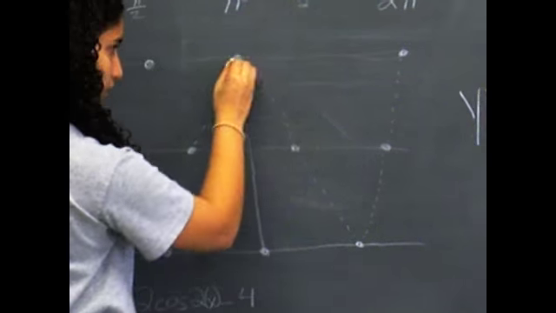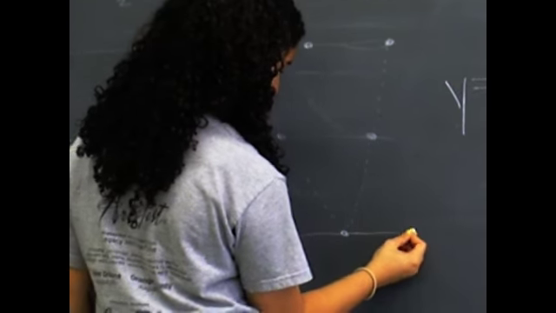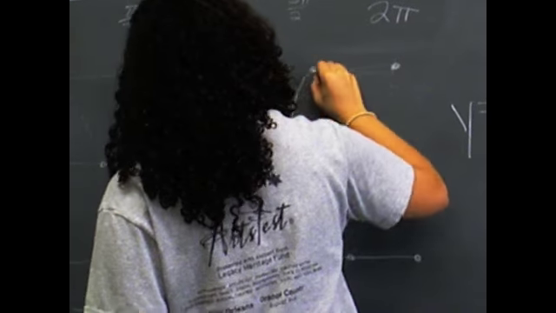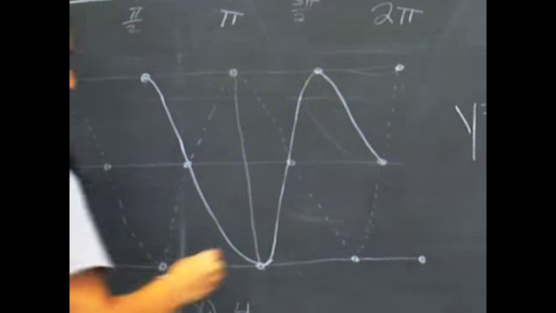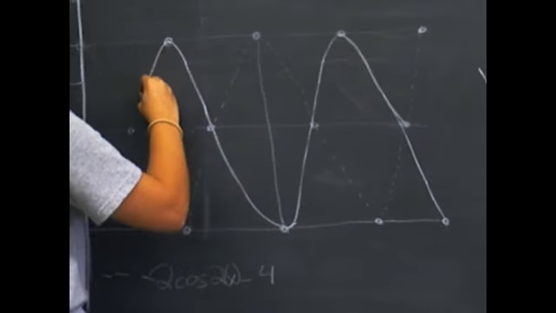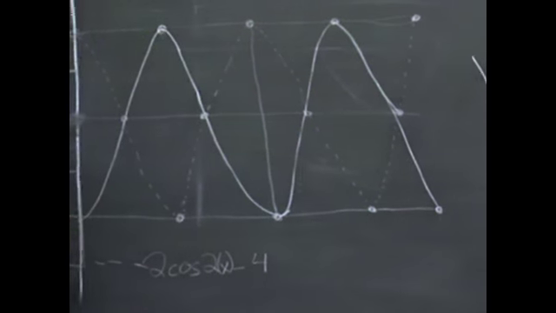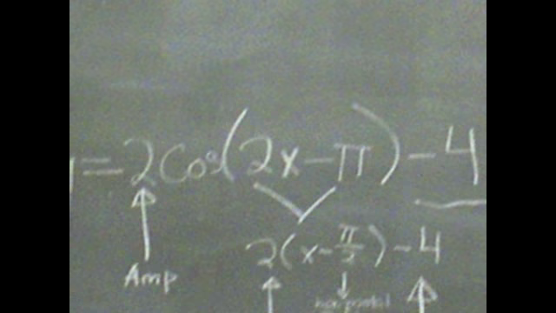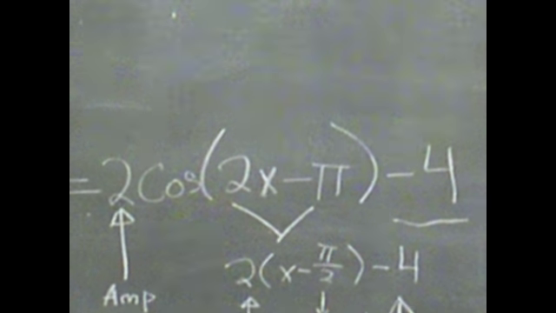Make sure that when you're finishing graphing and you connect the points, that you extend the graph fully and not just to the nearest point. You have to make sure that it fits the orientation of the graph. Congratulations! You have just graphed the graph of 2 cosine (2x minus pi) minus 4.